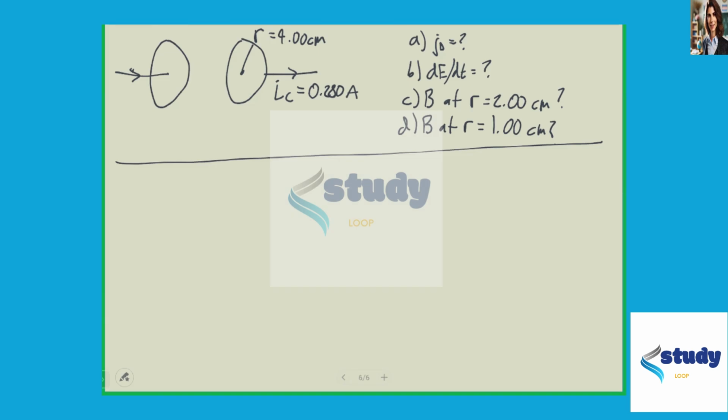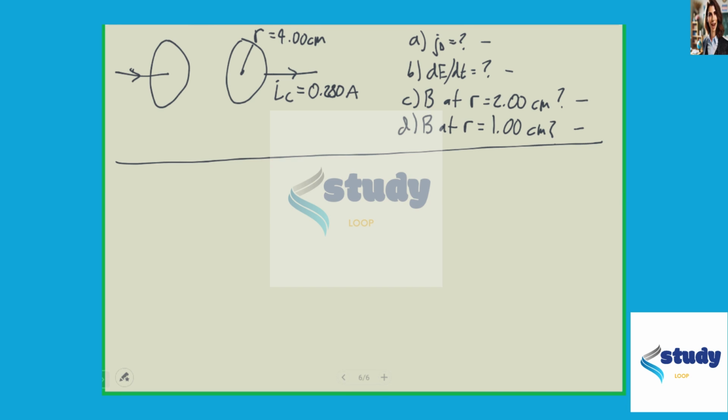So we have a parallel plate capacitor with a 4 centimeter radius and a conduction current of 0.280 amperes. We want to know the displacement current density, the rate of change of the electric field, and the magnetic field at two separate radii away from the center.